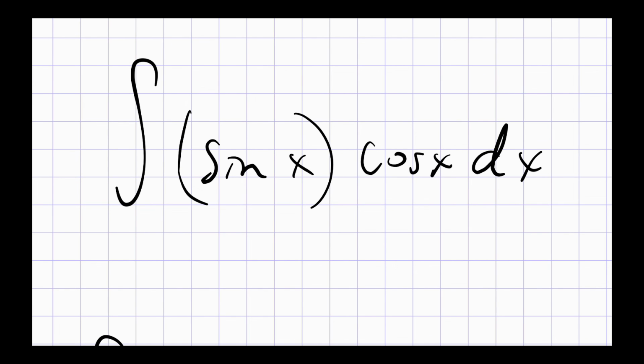you could do it either way. You could pick sine as your u, or you could pick cosine as your u, and you could do it that way, right? That would work. But because it's cubed, we only have one option. We have to pick sine.